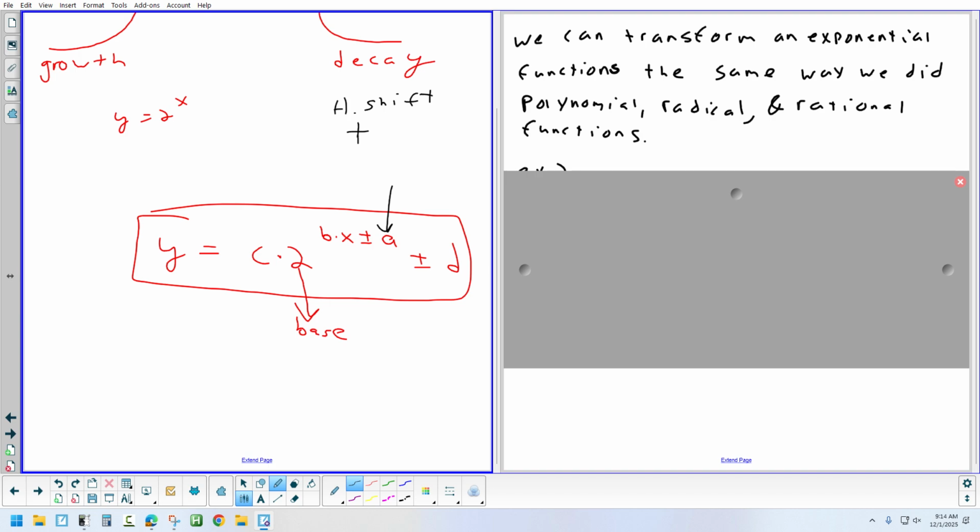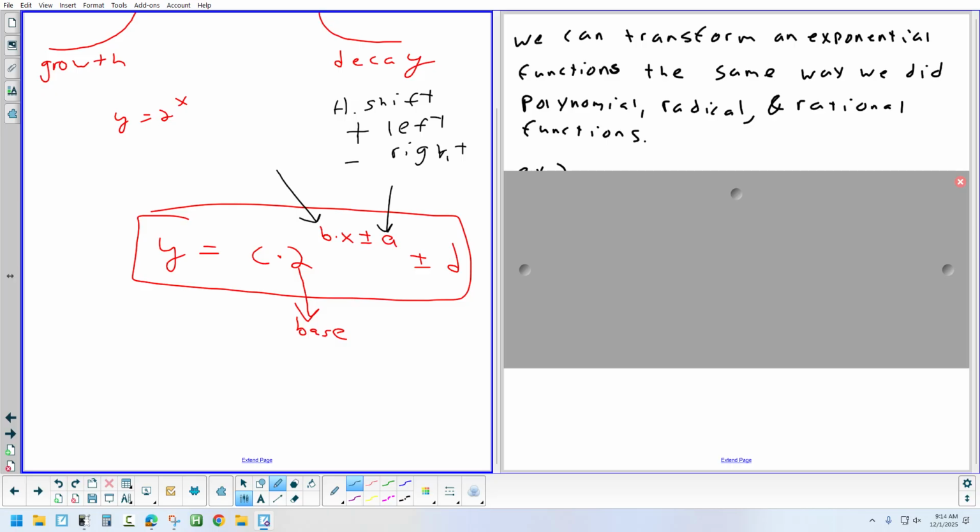Which way would plus move the graph? You gotta be careful. Remember, it's horizontal. Plus would move it left. Yep. And minus would move it right. Okay, so that's what A does.